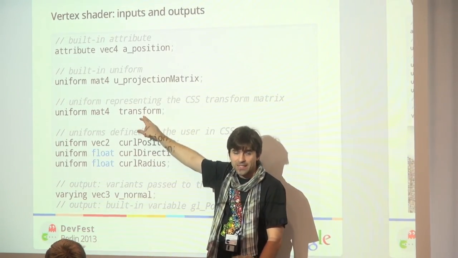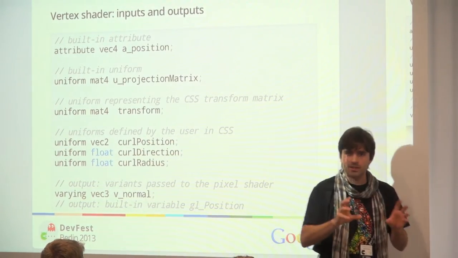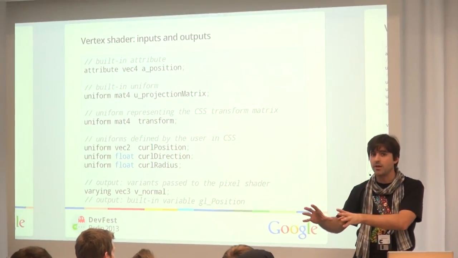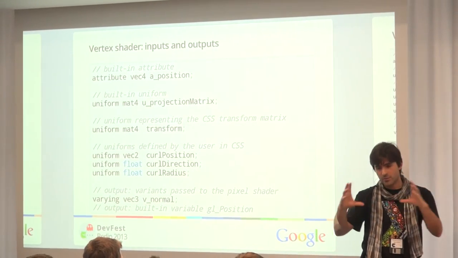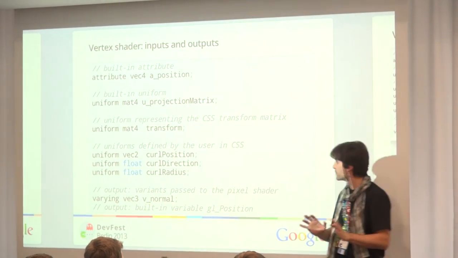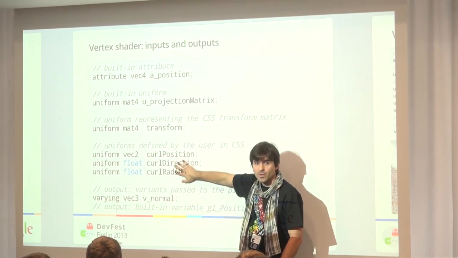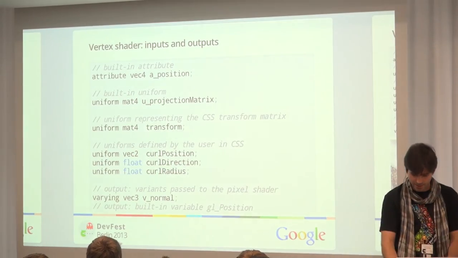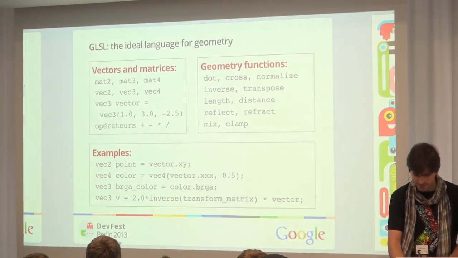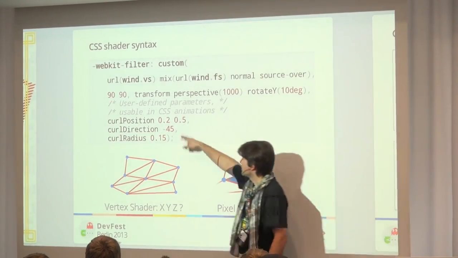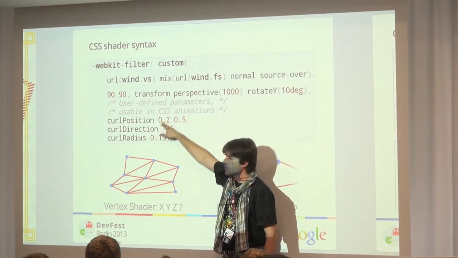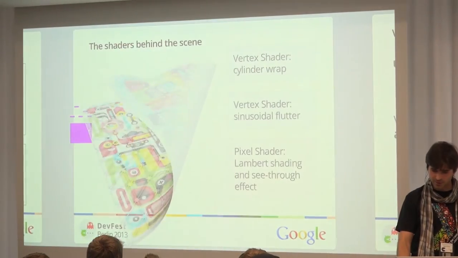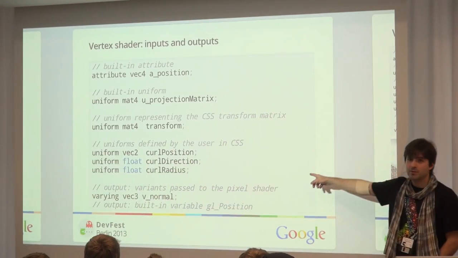This transform, that's the transform that you have defined in CSS. So that's the 3D transform you have defined. It's up to you to apply it, okay? But it's a matrix, it's already all built there for you. And this is what I get from CSS. These are my custom parameters that I get from the CSS syntax here. This is my CSS style sheet, and these are the custom parameters that I have defined. I get them in my vertex shader code.